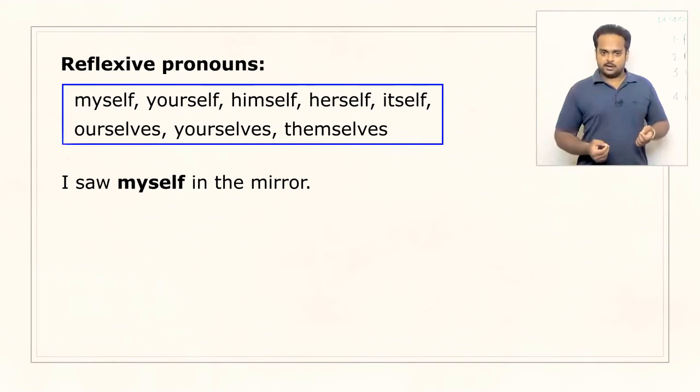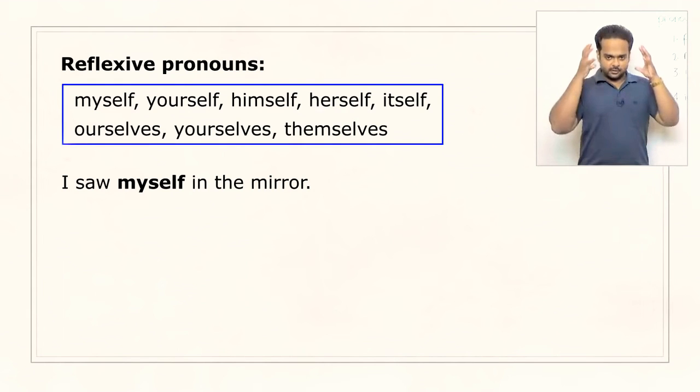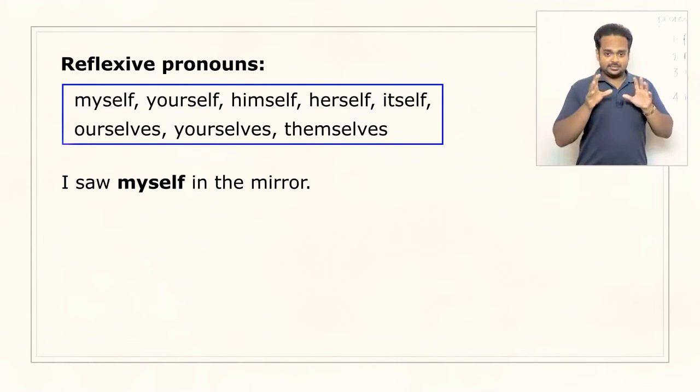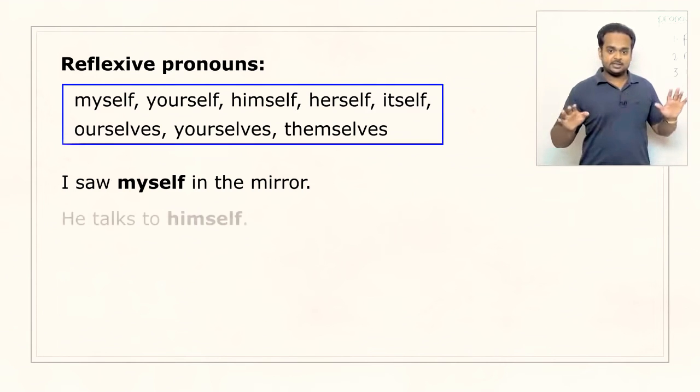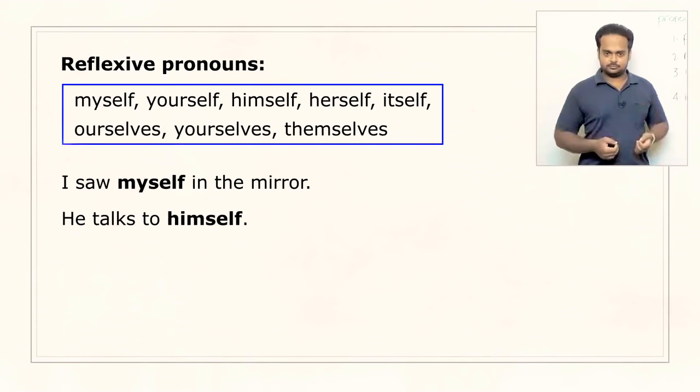Let me give you another example. I have a friend who likes to think very deeply about things. And when he thinks, he likes to get up and walk around the room and talk. Except he doesn't talk to other people. He talks to himself. Again, the subject and the object are the same person.